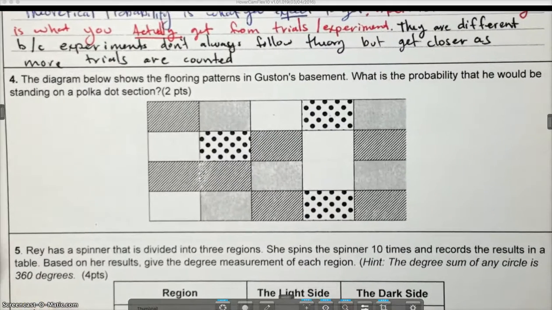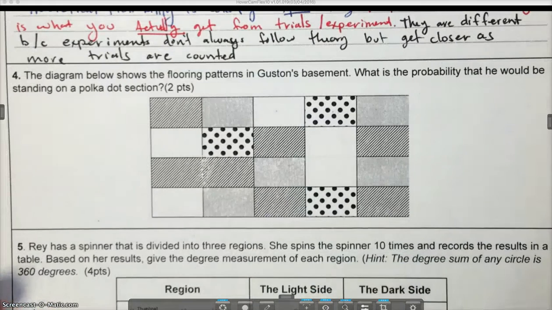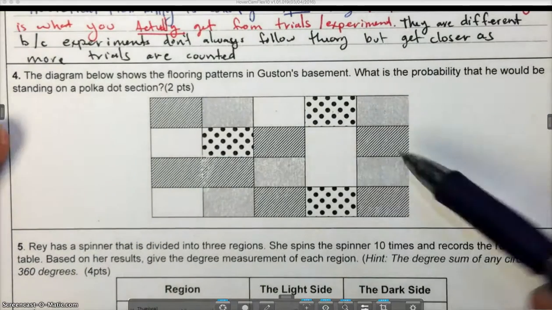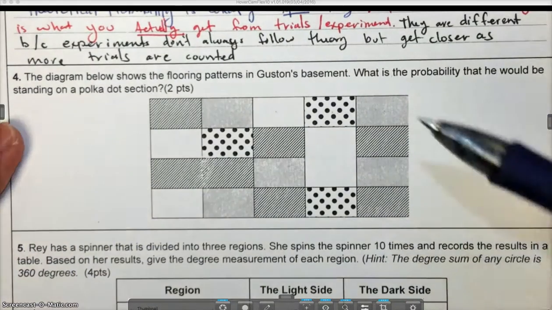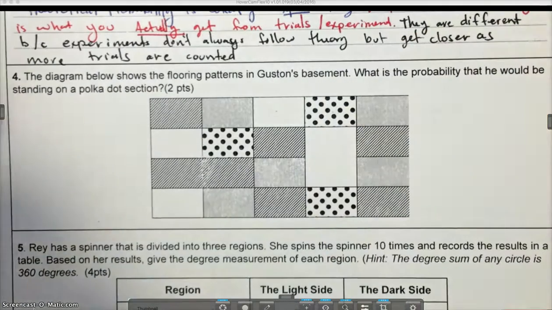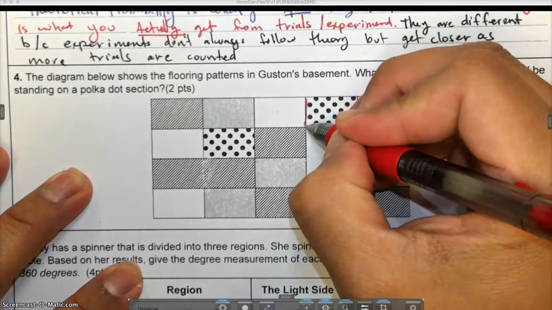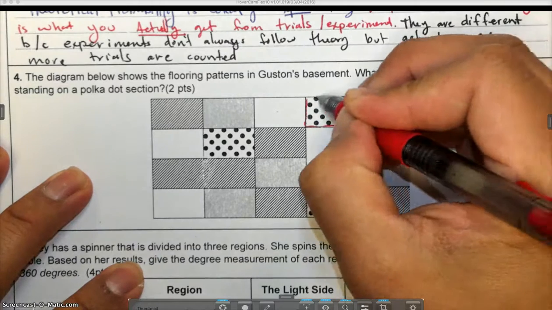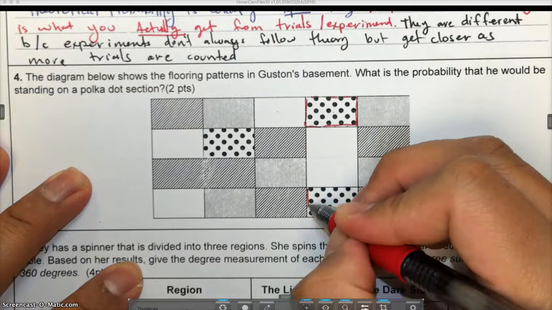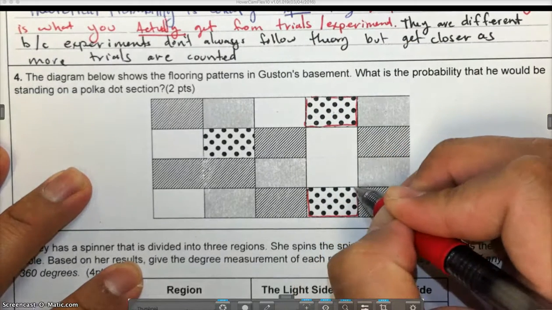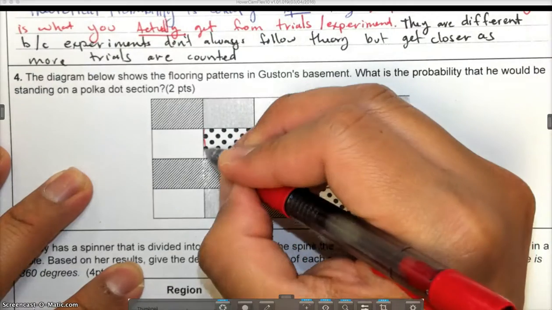All right, number 4 says, the diagram below shows a pattern in Guston's basement. What is the probability that he would be standing on a polka dot section? So we're looking at this flooring, and we're looking for polka dots. So this is my desired section. Okay. My polka dot section, we're looking for this section. Not just that polka dot section, but this polka dot section, and this polka dot section.